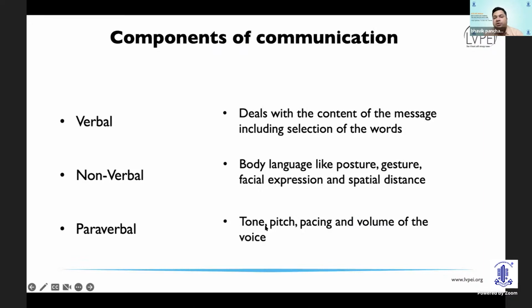If we break down the components of communication between the patient and the doctor, there are verbal, non-verbal, and paraverbal. Verbal deals with the content of the message, including what words you speak, whereas non-verbal are your posture, gesture, your facial expression, and the distance from the patient. Paraverbal is your tone, pitch, pacing, and volume of the voice in the way you talk to the patient and the attendant.